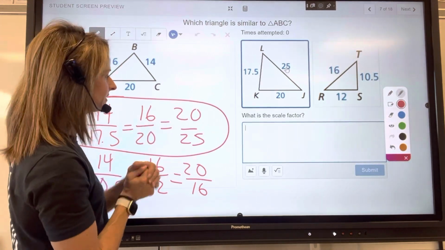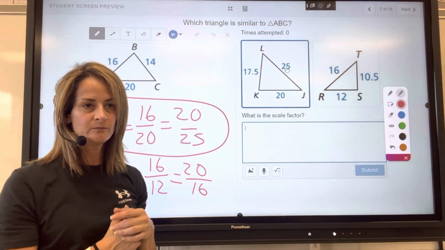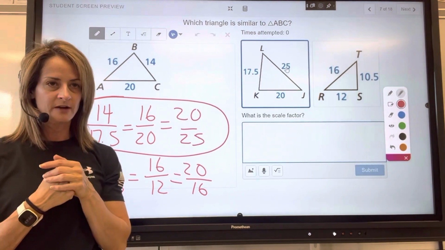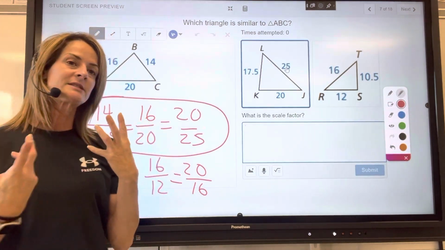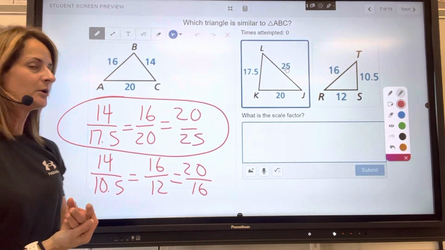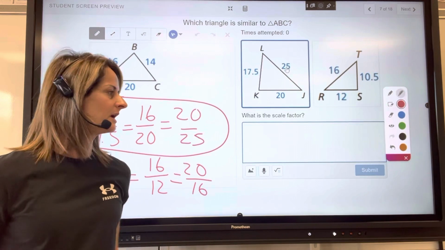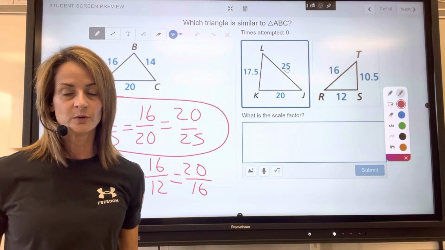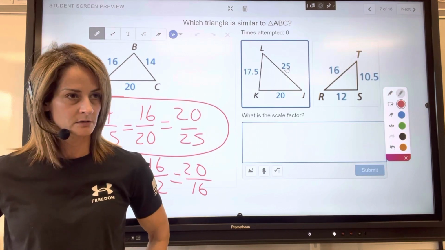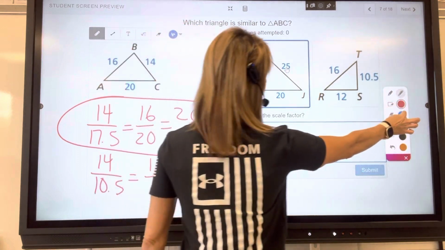Okay, so on your calculator, if you went to Desmos and typed in 20 divided by 25, or 16 divided by 20, or 14 divided by 17.5. Okay, but you have to remember the scale factor is a ratio, it's not just a number. So in the last problem we did, I don't remember what the numbers are, but let's say it was a 24 over 12. 24 divided by 12 is 2. The scale factor wouldn't be 2, it'd be 2 to 1. It's a ratio.